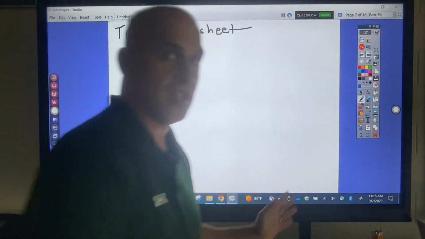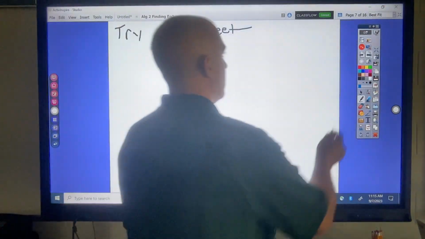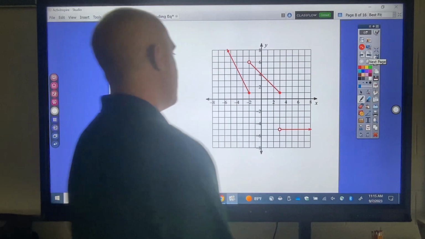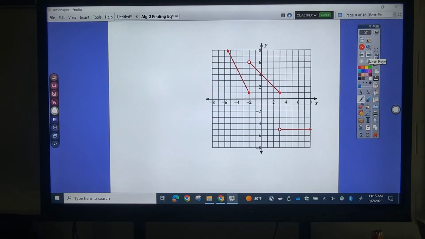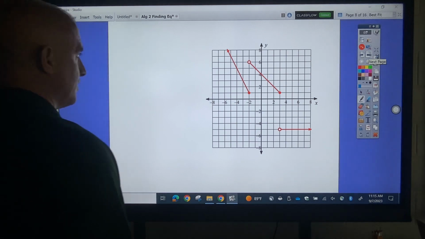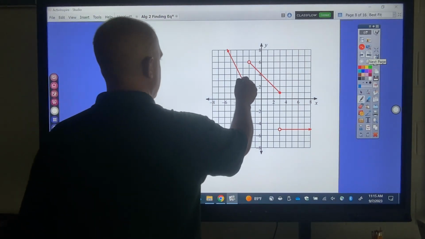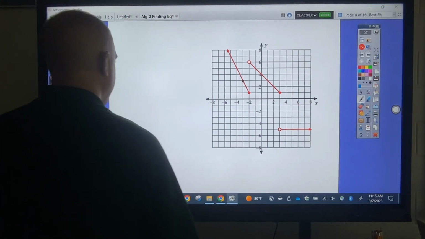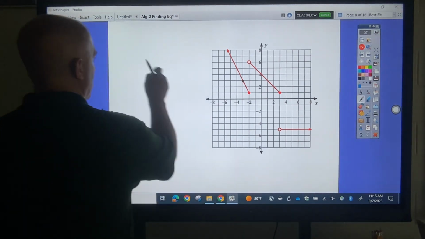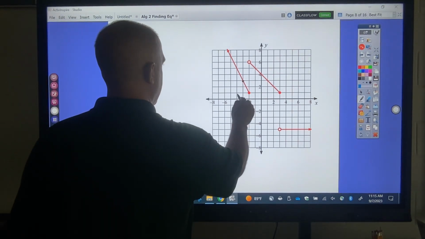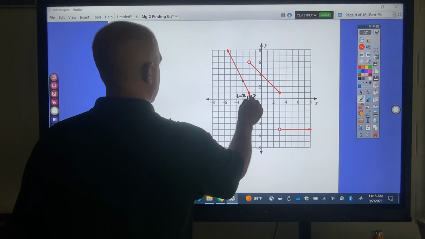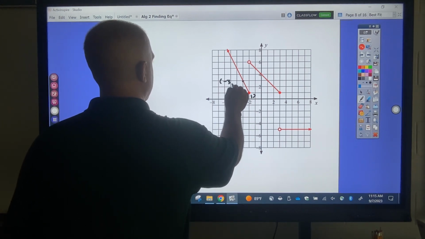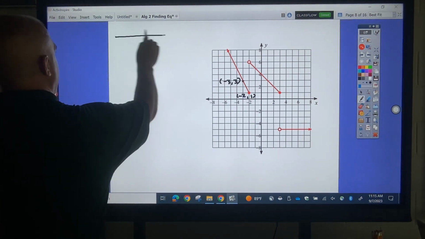You'll have a worksheet in class to work on. Now for piecewise, what you have to do is find the equations. What you need is 2 points to make an equation. So this first one, that is -2 over, 1 up. This is -3 over, 3 up. So I find the slope of that.